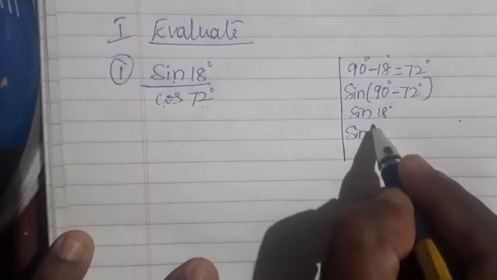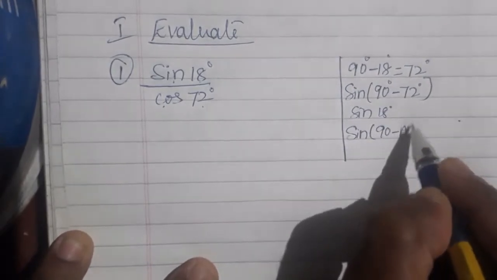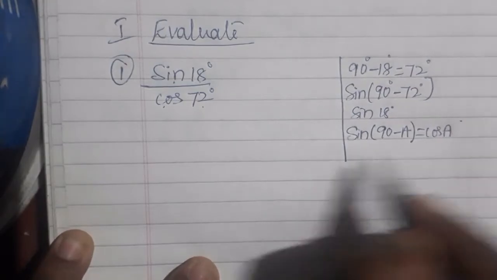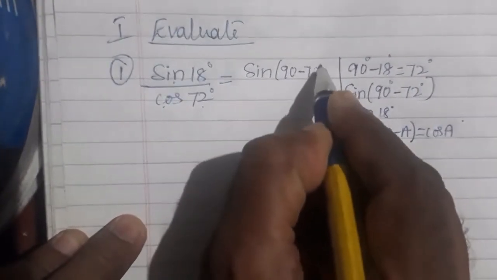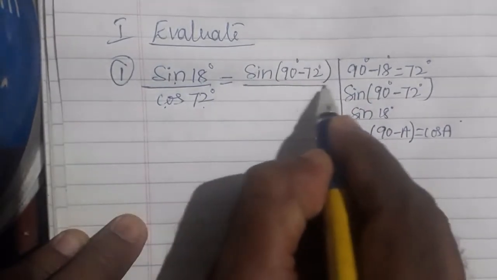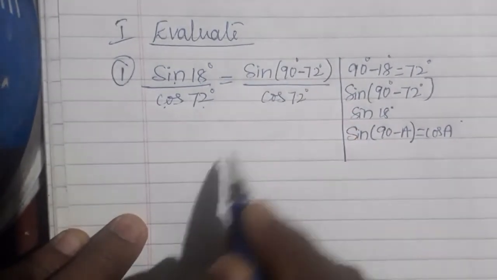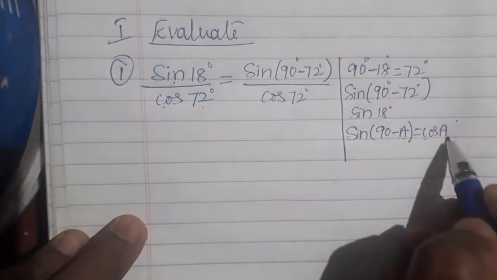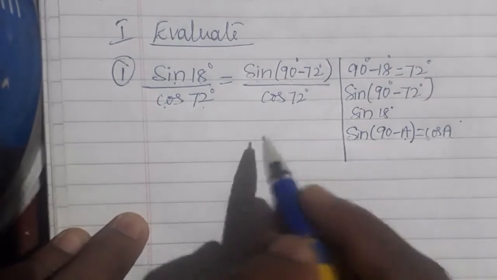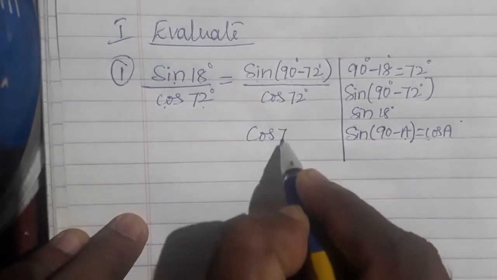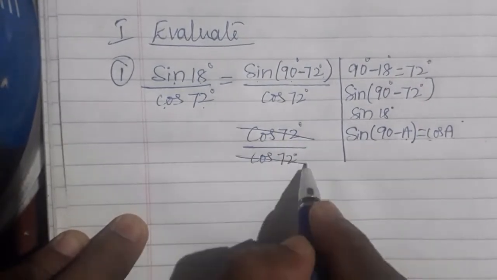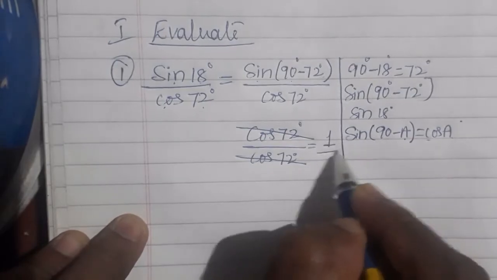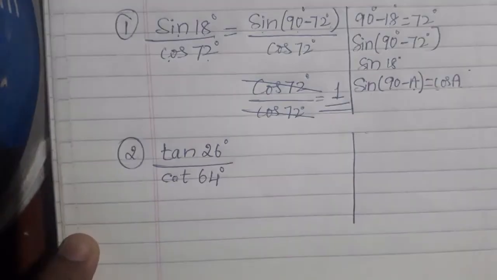And one more point you should remember, sin 90 minus A is equal to cos A from the ratios. Now, remove sin 18 and write sin 90 minus 72 degree divided by cos 72 degree. Now we know that sin 90 minus A is equal to cos A. Therefore, instead of sin 90 minus 72, I can write cos 72 degree by cos 72 degree. So cos 72 is cancelled and you will get the answer as 1.